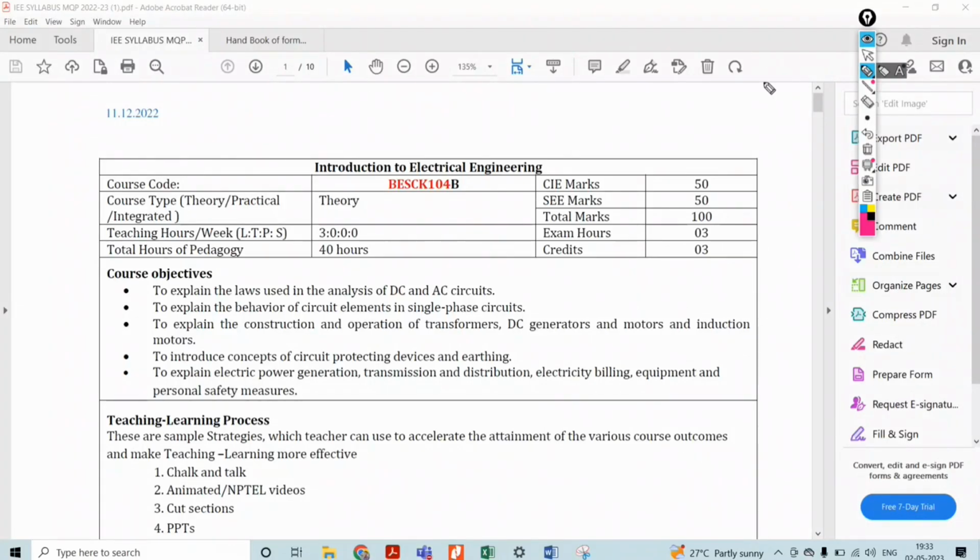Okay, in this session we can discuss the data handbook usage, especially for the Introduction to Electrical Engineering subject. The subject code has changed. That is BESCK 104B. Already you may know this one.